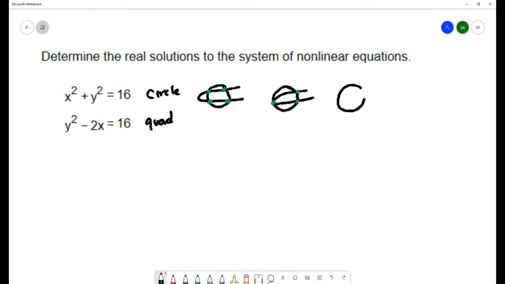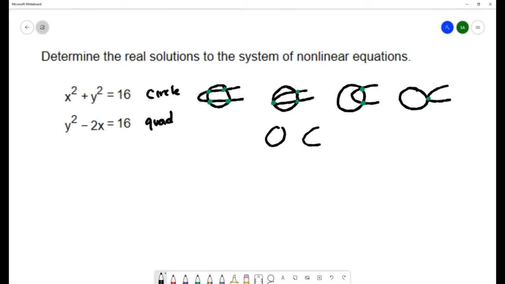Another possibility would be having the vertex being somewhere inside the circle. In this case, you would only have 2 solutions, and then you could also have the vertex just touching the circle, the edge of the circle. That would be 1 solution. And then finally, they could be totally separate, and you would have no solution in that case. So looking at these pictures, we can have as many as 4 solutions, all the way down to no solution.